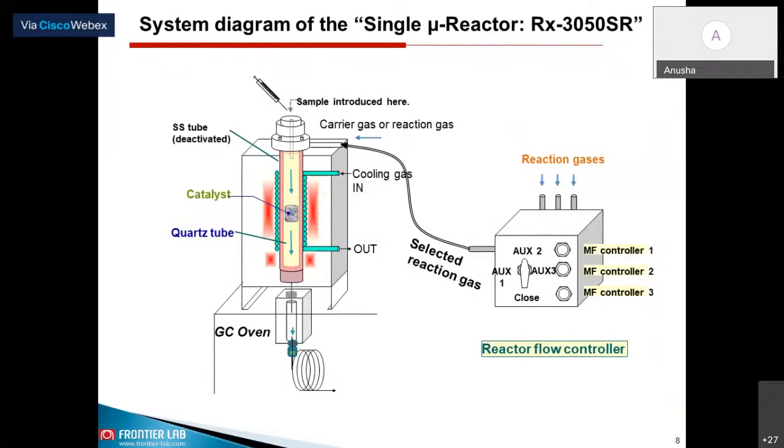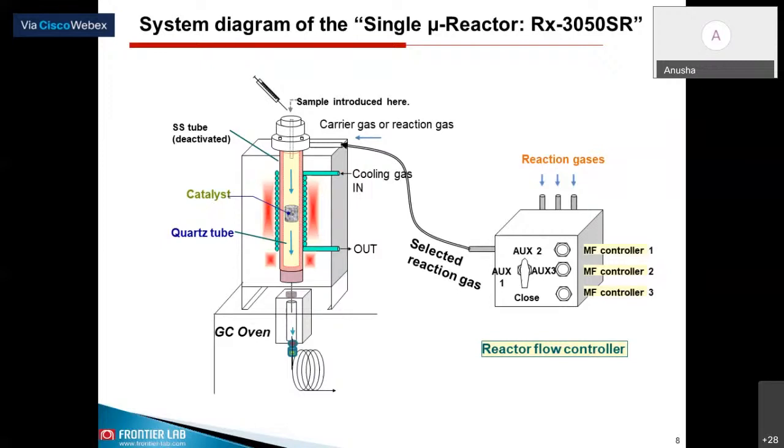So if your customers have a sample feeding system, then the single microreactor is a bit optimal. The reaction gases are selectable, the same option as before. Here you can see hydrogen gas is used for the reduction experiment, and air or oxygen is used in an oxidative reaction. It's up to you. You can switch on the gases depending on your requirement. The flow rates are always regulated by individual mass flow controllers, so there is no hectic procedure. You can simply control it manually.